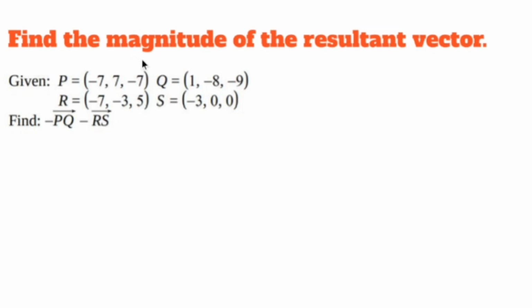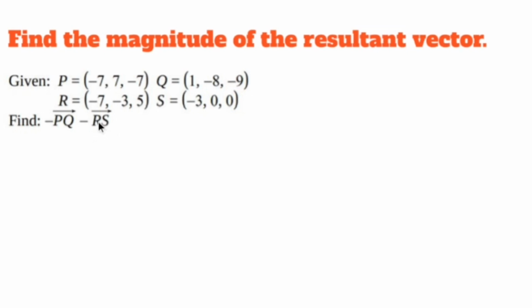Find the magnitude of the resultant vector. All right, so the magnitude of the resultant vector is basically I have P, I have Q. We're going to take the opposite of Q rather. We're going to take the opposite of RS, and then we're going to combine those somehow and then find the distance from the beginning to the end. Gross. Well, this is what we need to do first.